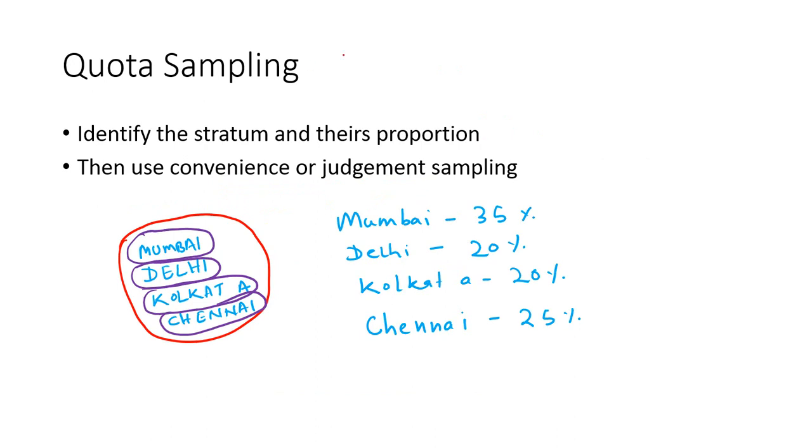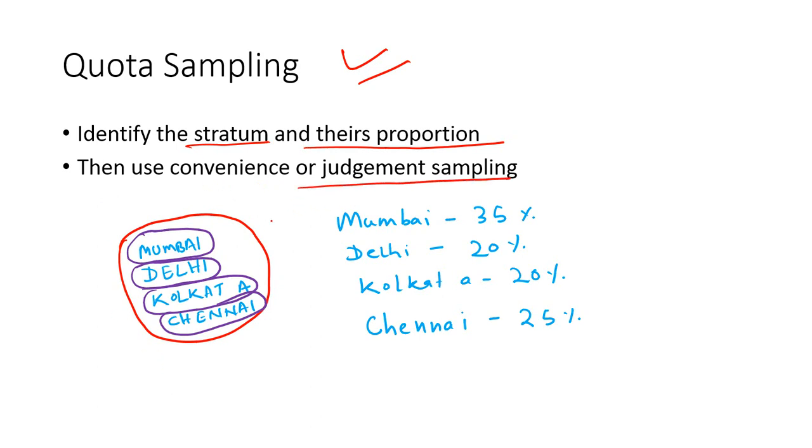The next one is quota sampling. In quota sampling, there are two stages. In the first stage, you identify the strata and their proportions. So which category of data is to be selected, and secondly, what is the proportion of the data that is to be selected from each category. And then use convenience or judgment sampling. Just use one of them.